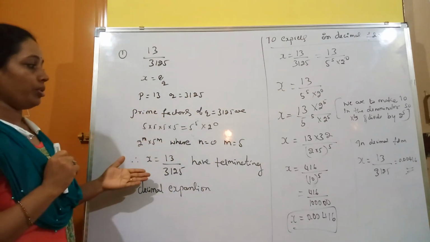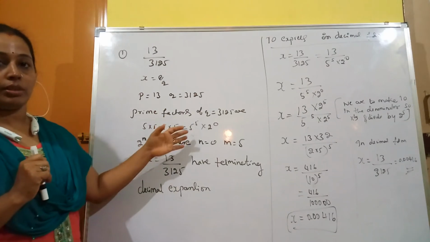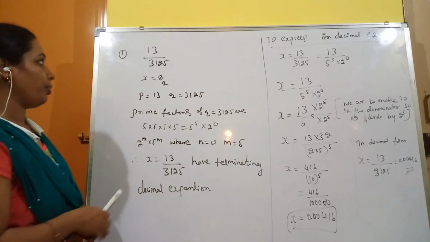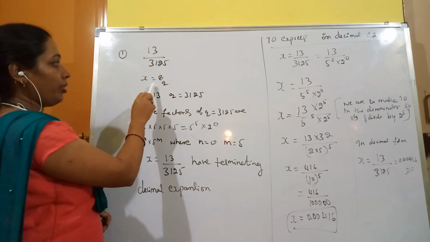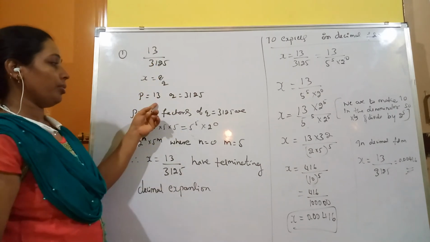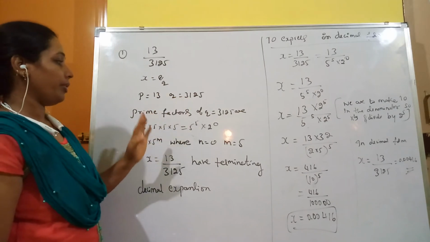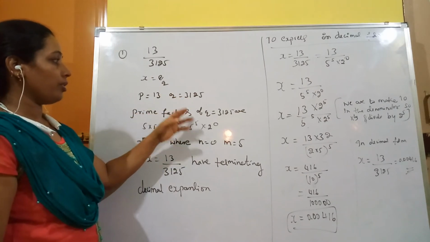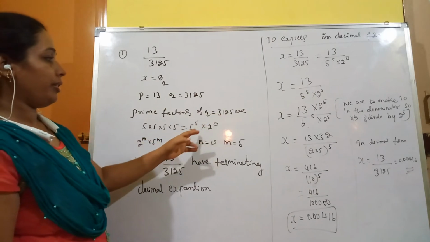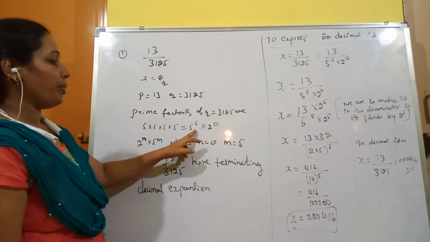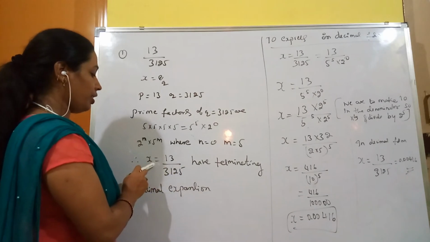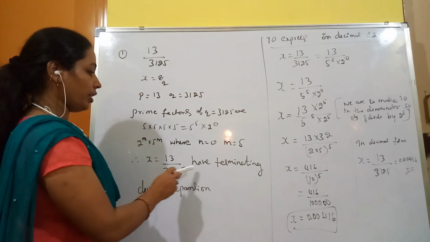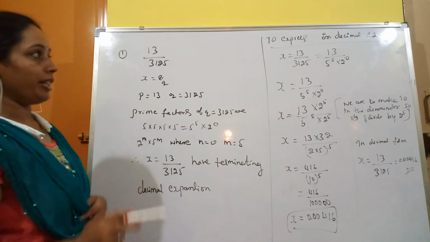The first procedure is as usual, what we did for the first problem. The given number is 13 by 3125. Call it p by q: p is equal to 13, q is equal to 3125. What are the factors of q? The factors of q will be 5 power 5 into 2 power 0. These are all steps we know. So x is equal to 13 by 3125, and we have a terminating decimal expansion.